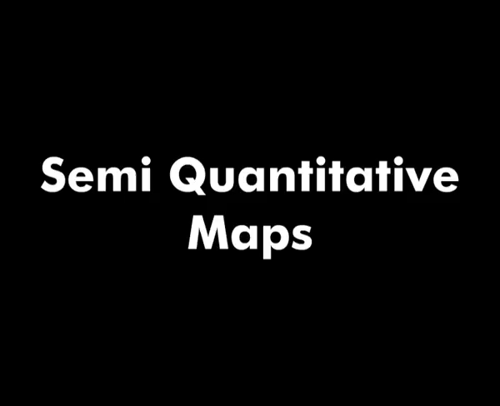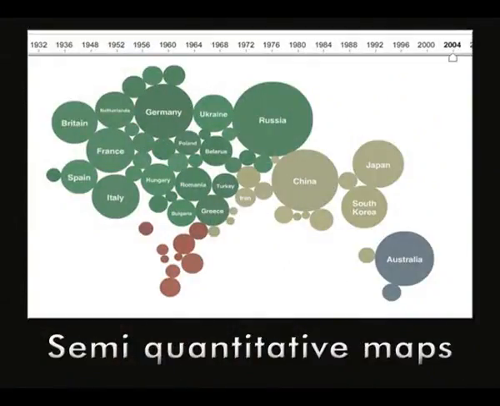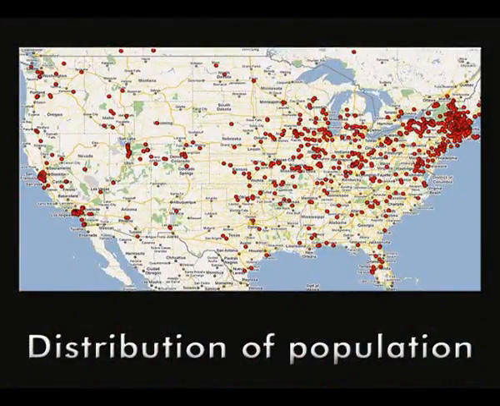Semi-quantitative maps. There are a number of maps which are qualitative and quantitative at the same time. For example, the dot map showing the distribution of population. Each dot represents a quantitative value, but we rarely use it for quantitative interpretation. It gives only a visual picture of distribution. We never try to get the values represented by the dots by multiplying the number of dots by the value assigned to each dot.